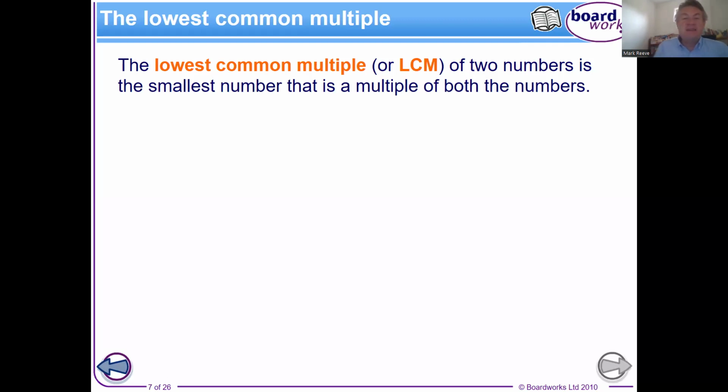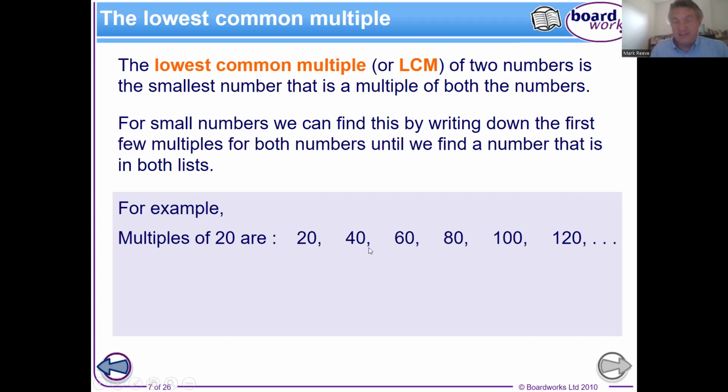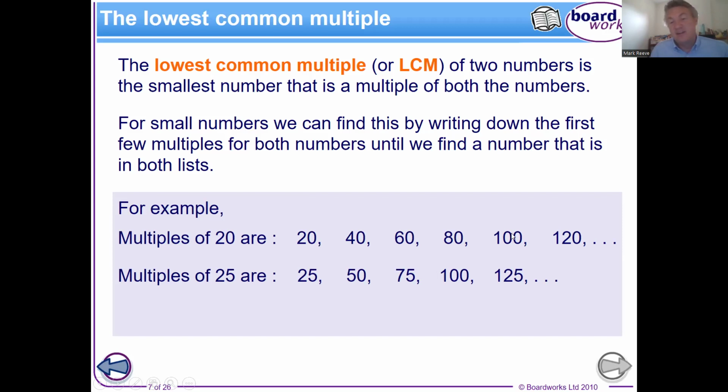First of all, we need to know what we mean by both of these terms. So the lowest common multiple, it says here, is the smallest number that is a multiple of both of the numbers. An easy way to find it is to list them all out. For example, multiples of 20: 20, 40, 60, 80, 100, 120, etc. Multiples of 25: 25, 50, 75, 100, 125, etc. You just look for the lowest number that is in common, which in this case is obviously 100.